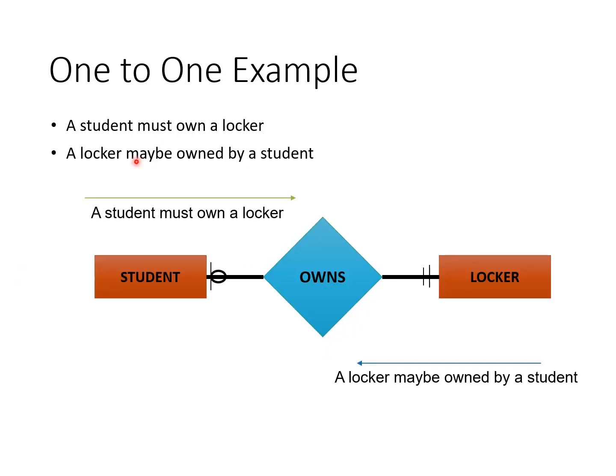And this is a one-to-one example. A student must own a locker. That means it is mandatory that the student should have at least one locker. But when you think about it from the locker side, it can have zero or one student. So that's what you have to identify.